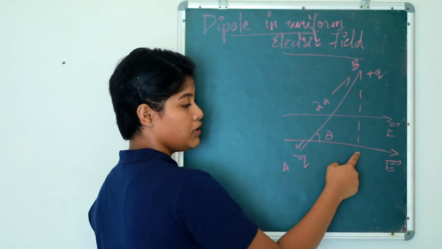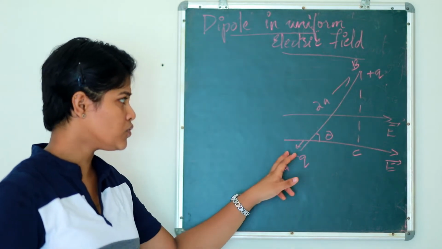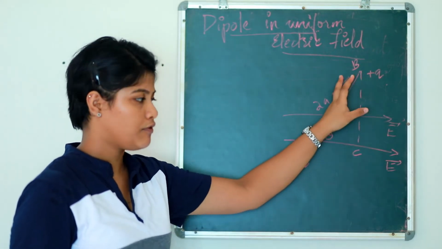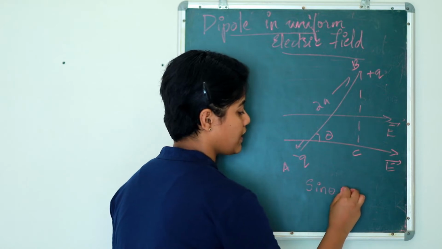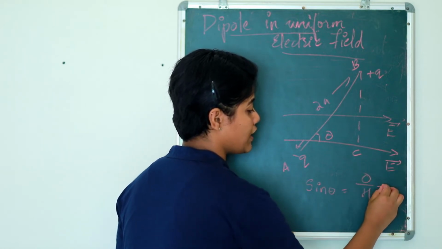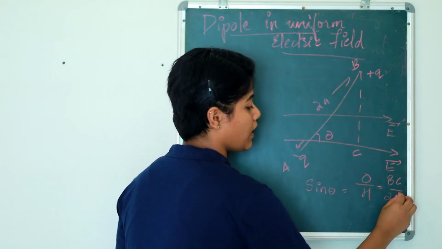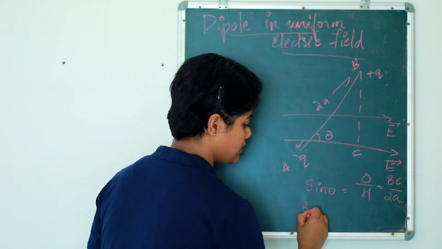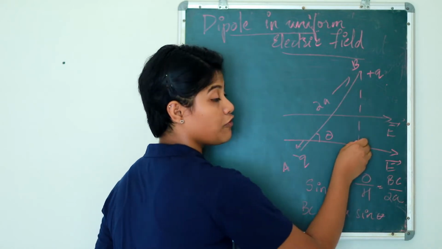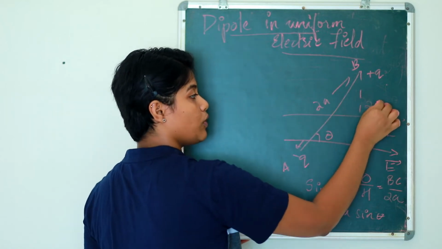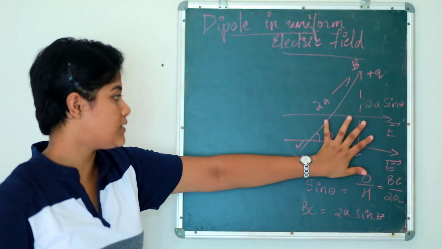That is being drawn from B to E. So this point becomes C. So from this we can find BC. How can we find BC? We can find BC by taking sine theta. Sine theta is equal to opposite by hypotenuse. What is opposite here? BC is opposite, and 2a is the hypotenuse. So from here BC is equal to 2a sine theta. The value of BC is to be marked as 2a sine theta.